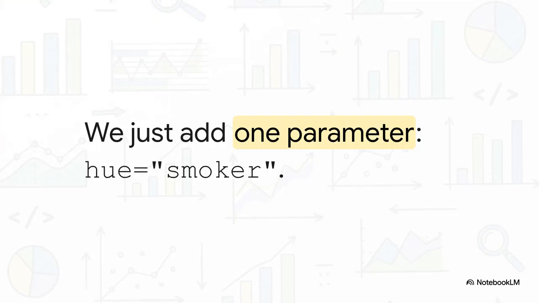This right here is where Seaborn is just magic. We don't need to write any complex logic or make a bunch of different plots. We just take our original command and add one more argument, hue. By setting hue to our smoker column, we're basically just telling Seaborn, hey, color the dots based on this category.